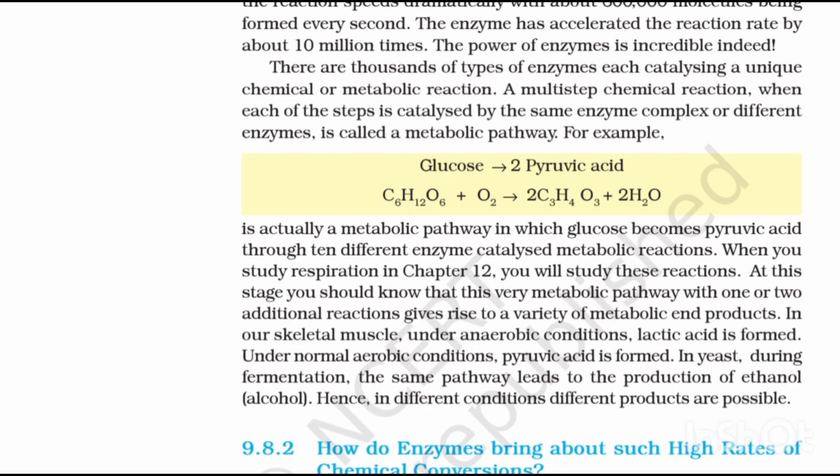At this stage, you should know that this very metabolic pathway with one or two additional reactions gives rise to the variety of metabolic end products. In our skeletal muscles, under anaerobic conditions, lactic acid is formed. Under normal aerobic conditions, pyruvic acid is formed. In yeast, during fermentation, the same pathway leads to the production of ethanol, which is alcohol. Hence, in different conditions, different products are possible.